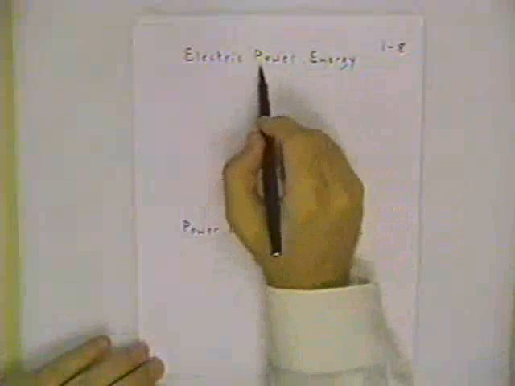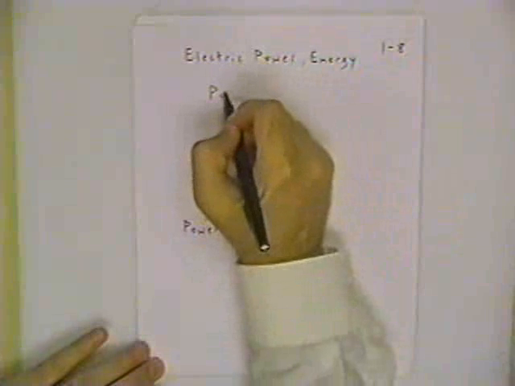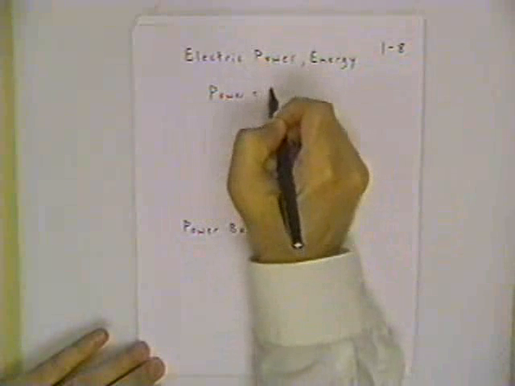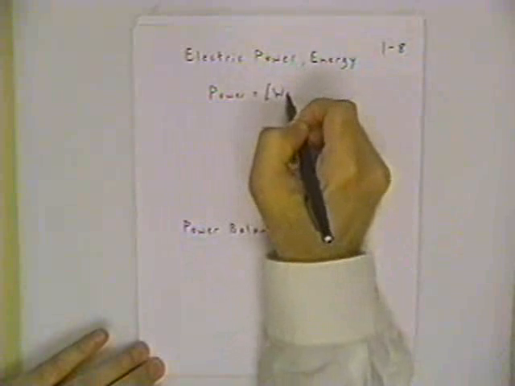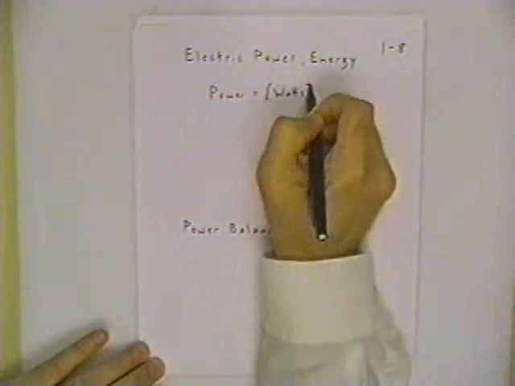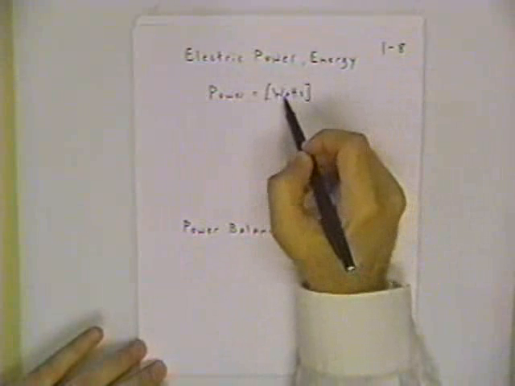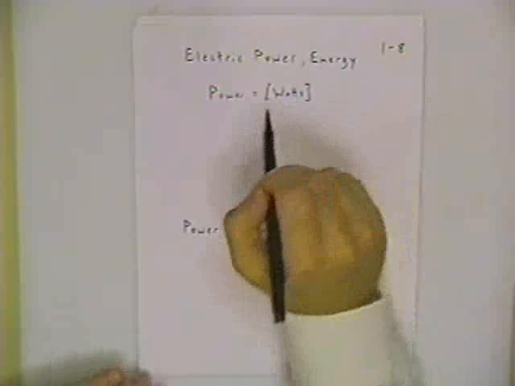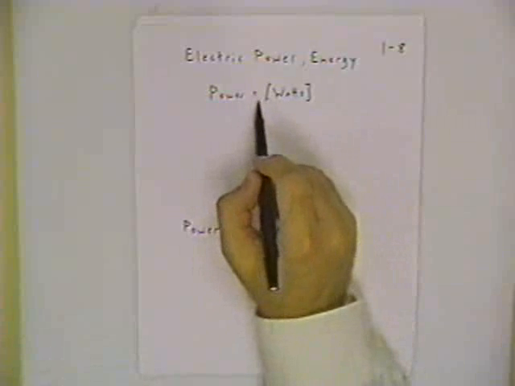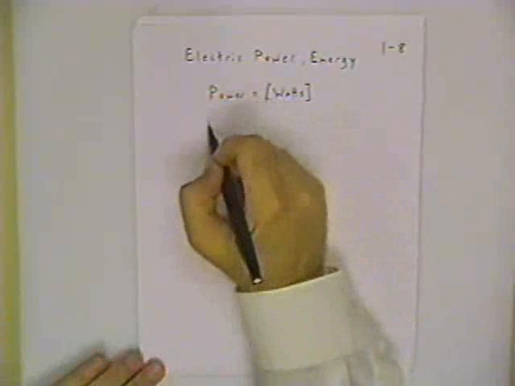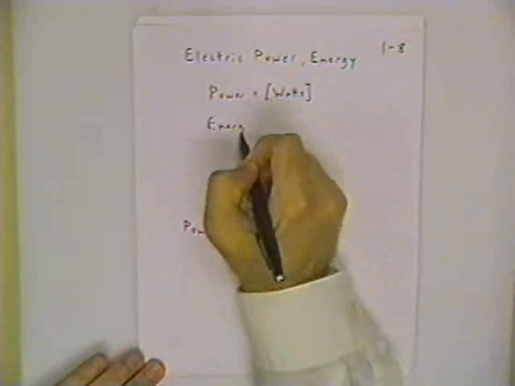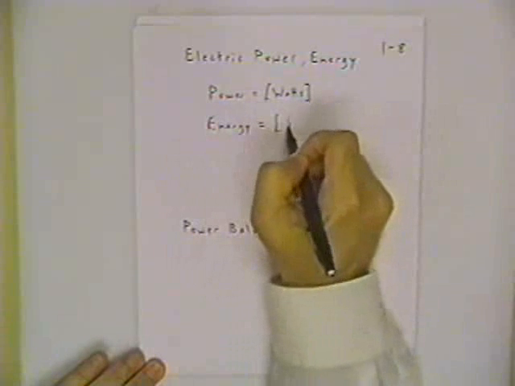Well, the last topic in our fundamentals review is electric power and energy. What you have is power in watts. Now you've seen me use this symbology a couple of times for all these notes. The square brackets indicate SI units. And so you'd read this statement as power is measured in units of watts. Energy is measured in units of joules.